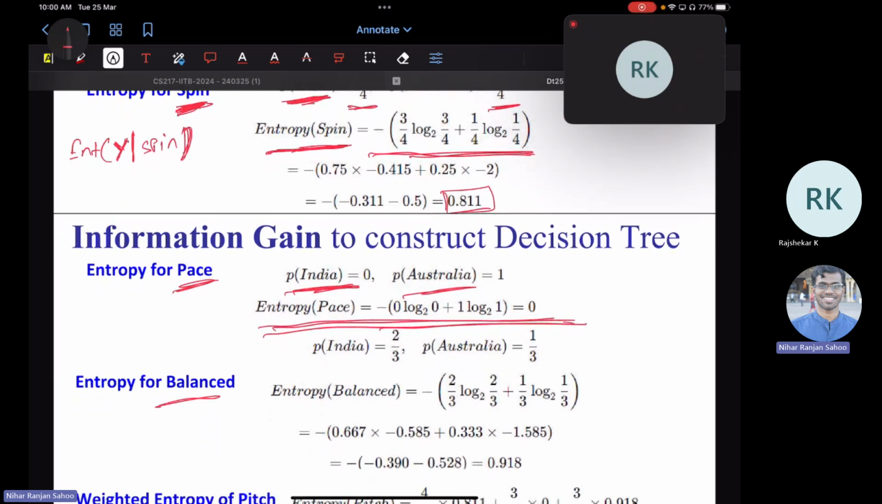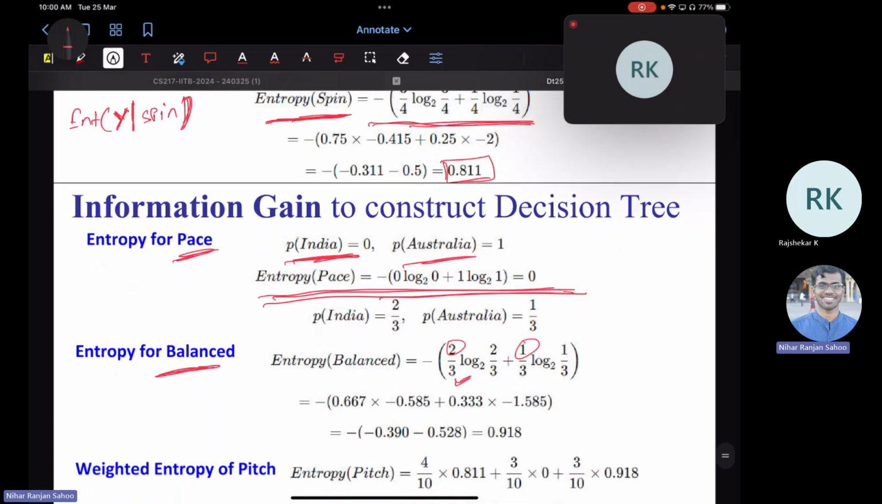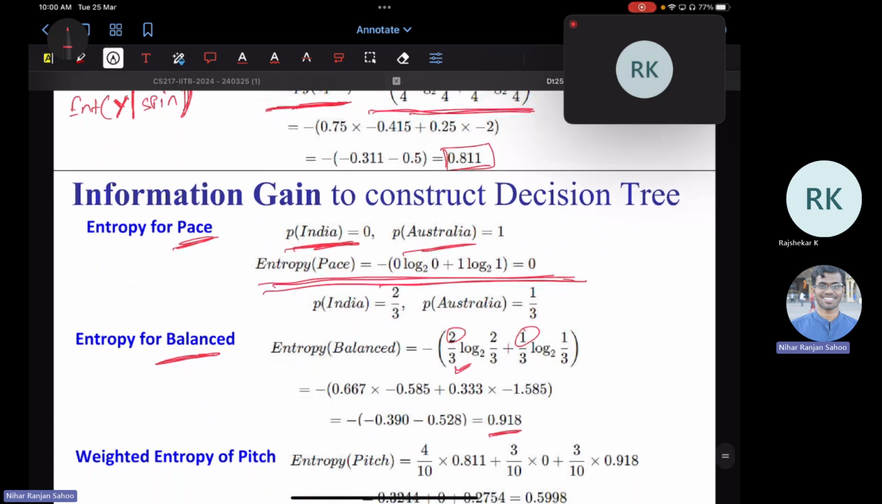Right, now coming to balance pitch. Out of three scenarios when matches were happening on the balance pitch, India won twice and Australia won once. The entropy of that particular feature is 0.91.